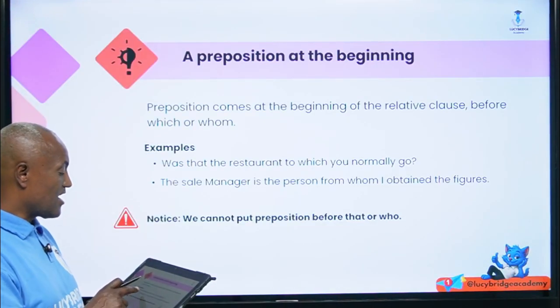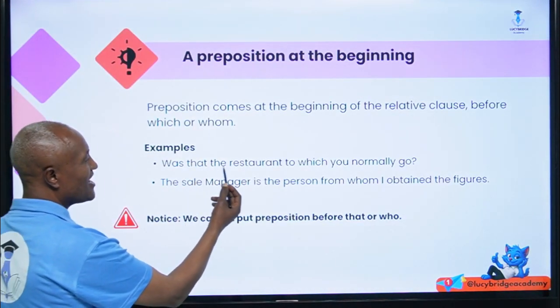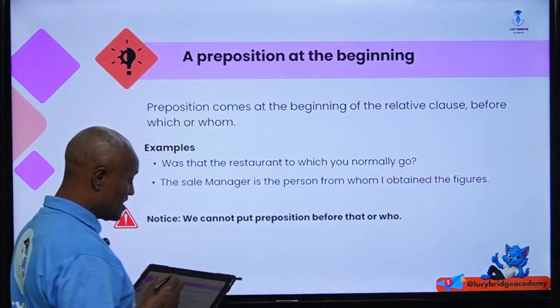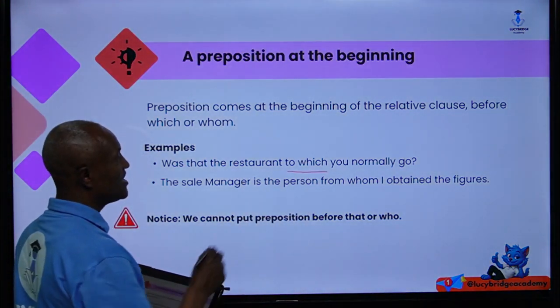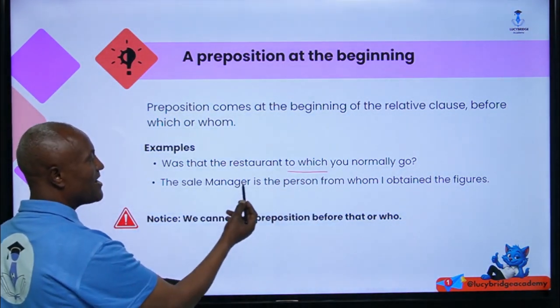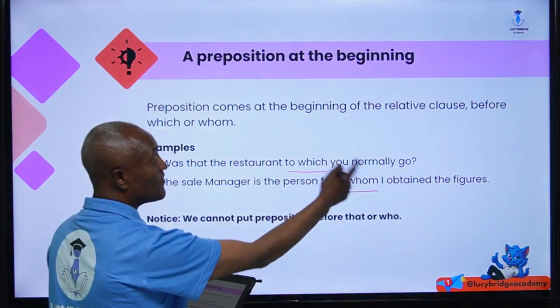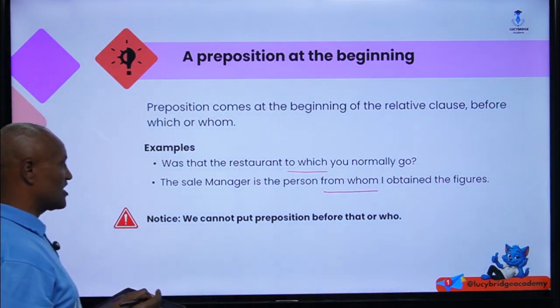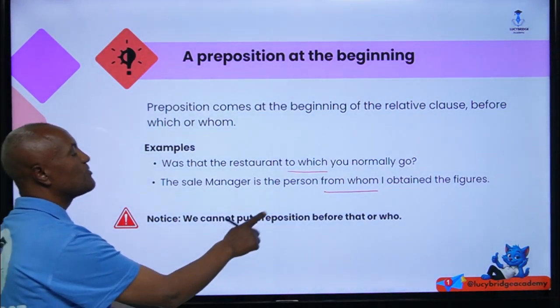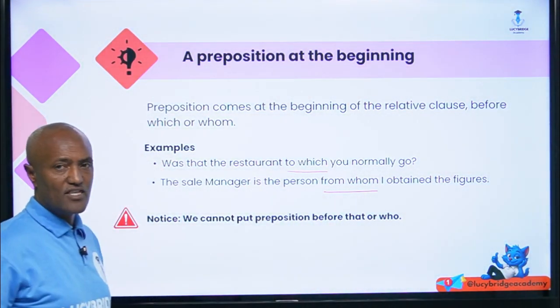And then an example: was that the restaurant to which you normally go? To which, we say yes, to which you normally go. The sales manager is the person from whom, from whom, we can't say from who, I obtained the figures. Yes? Notice we cannot put a preposition before that and who. This is what you have to remember.